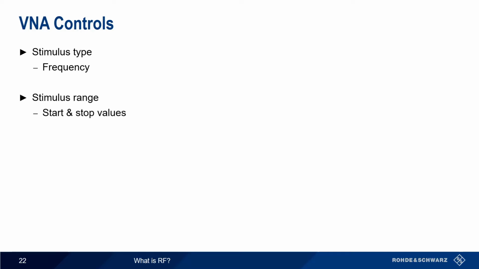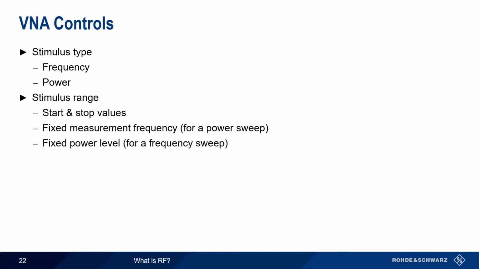What are the key controls needed to set up and operate a VNA? An operator will usually set the stimulus type and range first. The default stimulus type is a frequency sweep, where the user establishes the start and stop frequencies or the center frequency and span. Another important stimulus type is the power sweep, which we've already seen used in amplifier measurements. For a power sweep, the user sets the starting and ending power values and also the fixed frequency at which the power sweep is to be executed. Conversely, for a frequency sweep, the fixed power level must be specified.